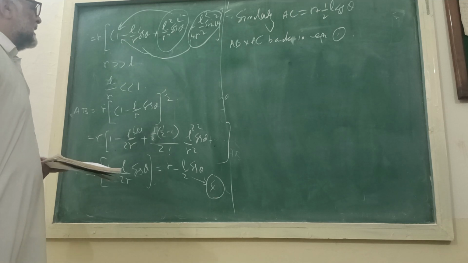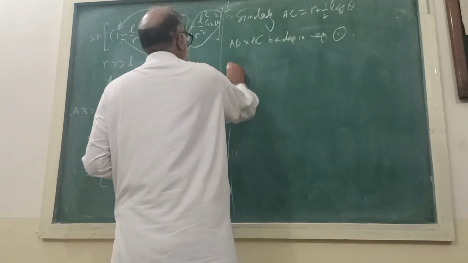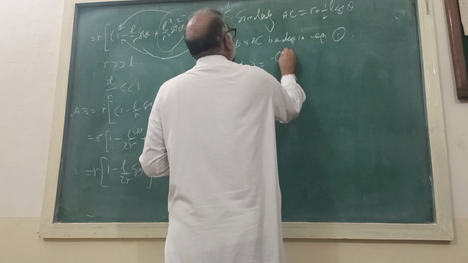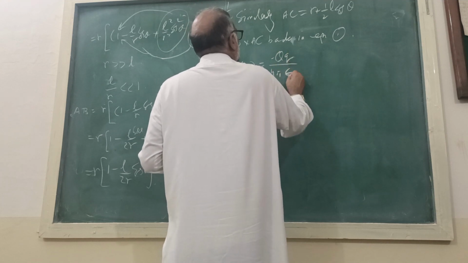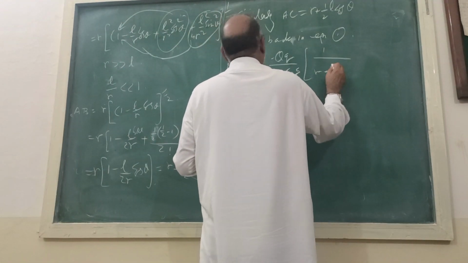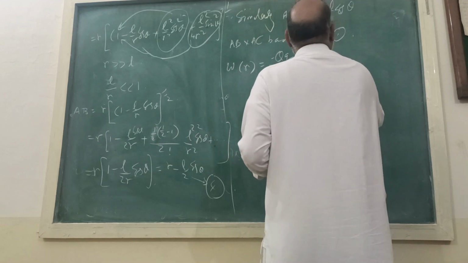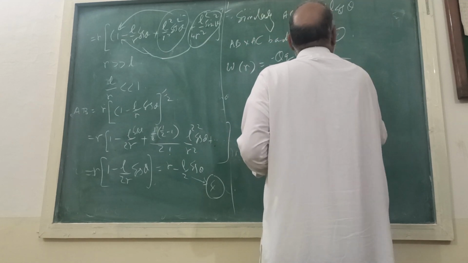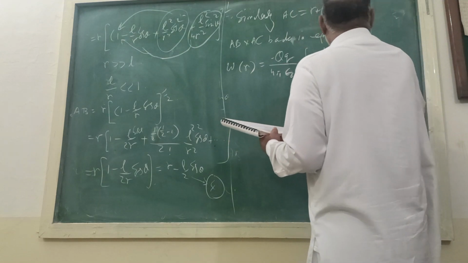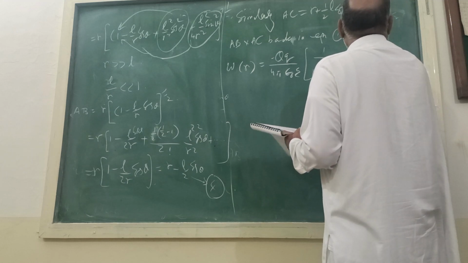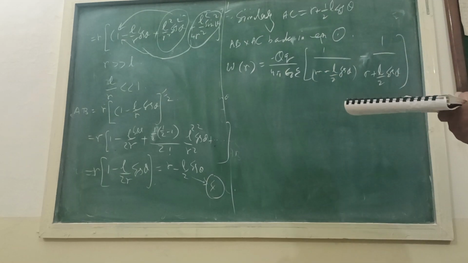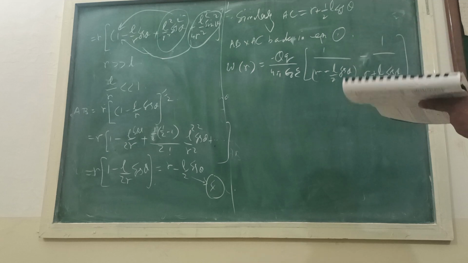So what we get from there is that the internal energy as a function of R is equal to minus Q divided by 4 pi epsilon naught epsilon, times 1 over R minus L by 2 cosine theta, and minus 1 over R plus L by 2 cosine of theta. Right? We put the values of AB and AC in equation number 1.